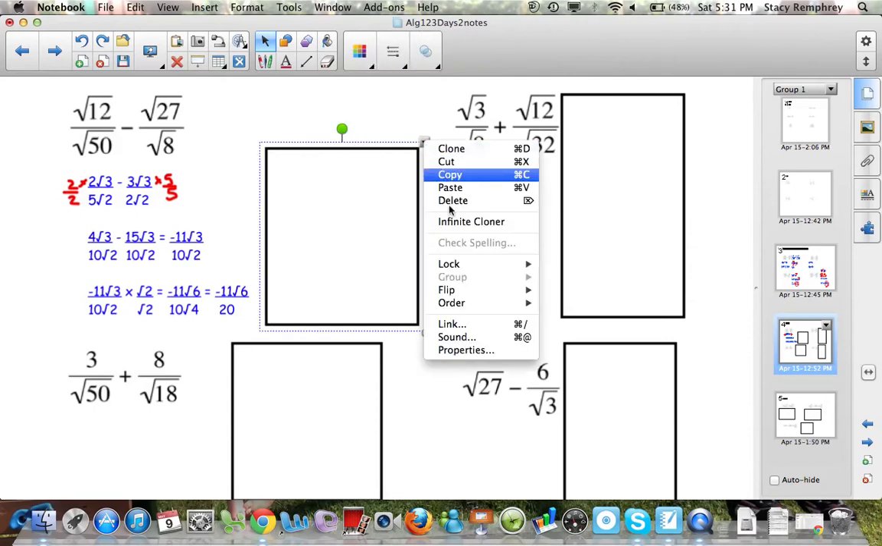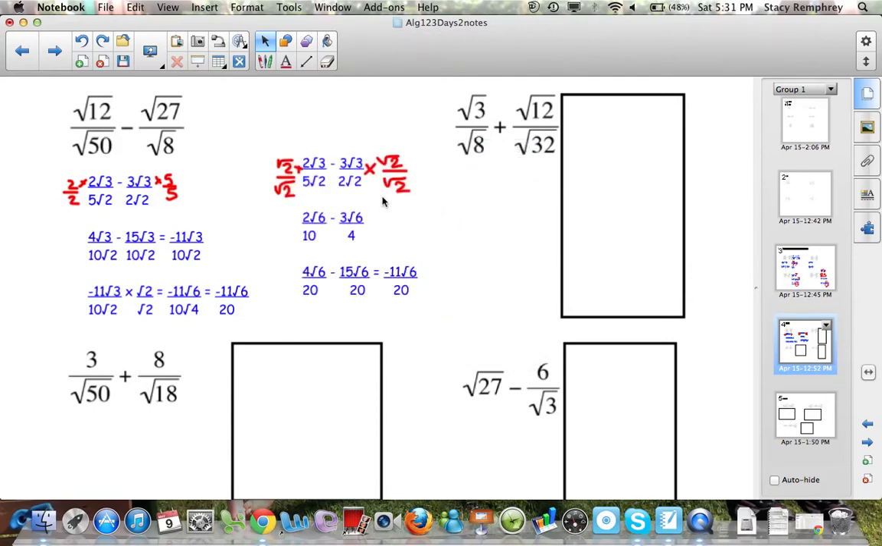In another way to do it, same problem, just different solution. I simplified all the square roots first. You'll see me do that a lot. I like to have smaller numbers. And then what I did is got the square roots out of the denominator first. I decided that was more important than common denominators.